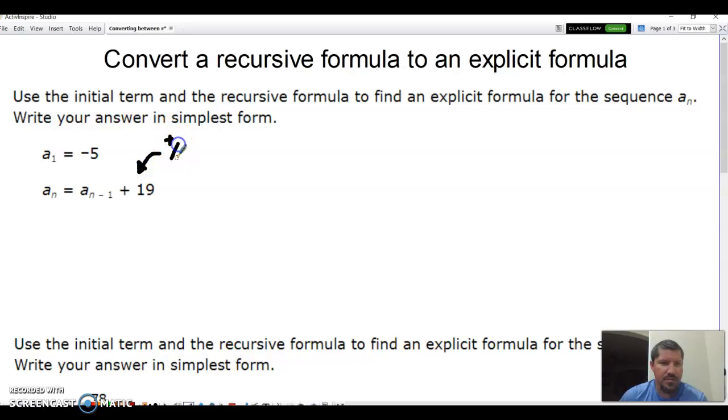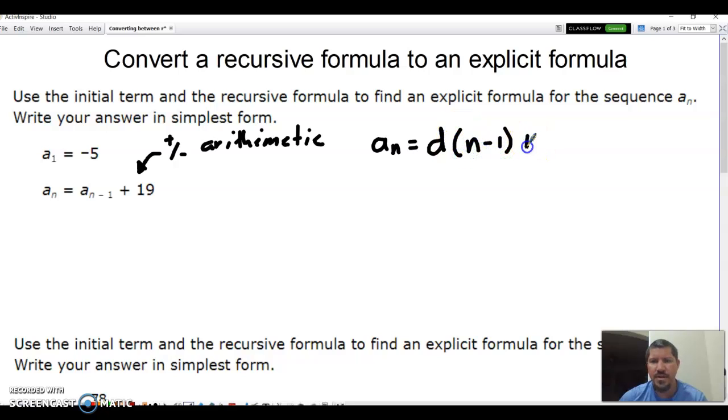So adding or subtracting, we know that that's going to be arithmetic, okay? When we have an arithmetic sequence, to go from recursive to explicit, we can use this formula. A sub n equals d, which is our common difference, times n minus 1 plus a sub 1. Okay?